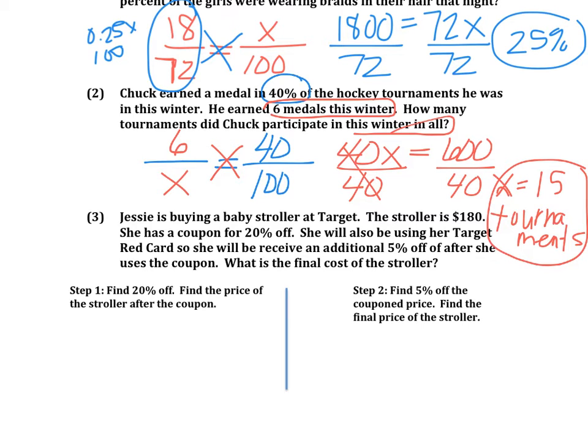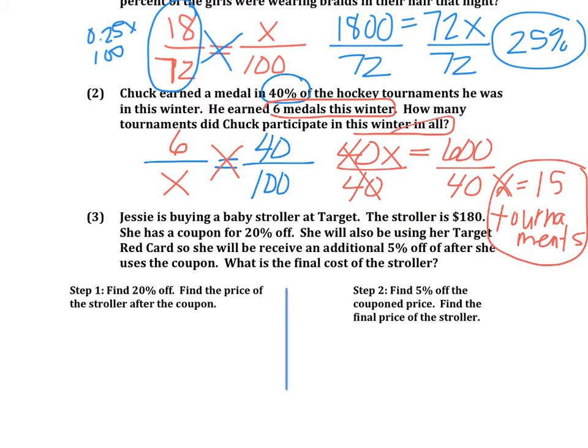Okay, next question. It says, Jessie's buying a baby stroller at Target. The stroller is $180. She has a coupon for 20% off. She will also be using her Target Red Card, so she will receive an additional 5% off after she uses the coupon. What is the final cost of the stroller?